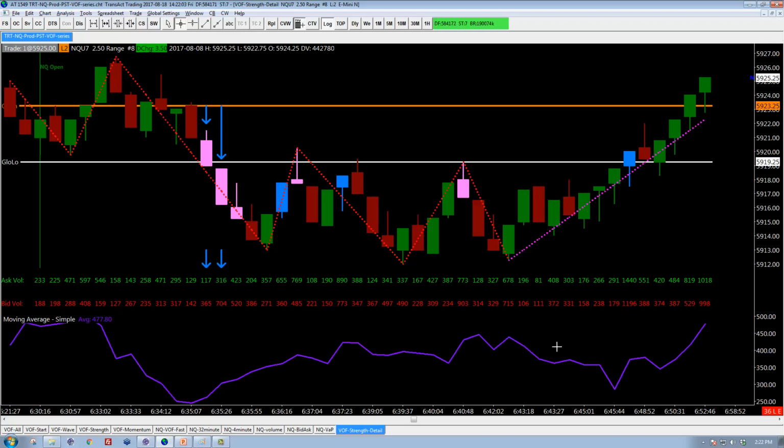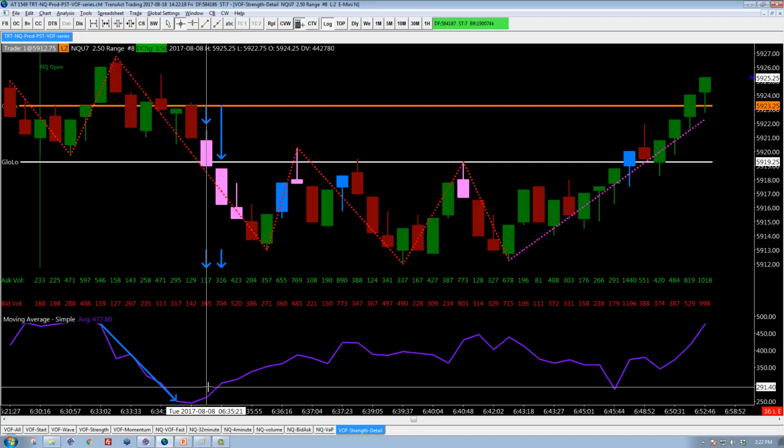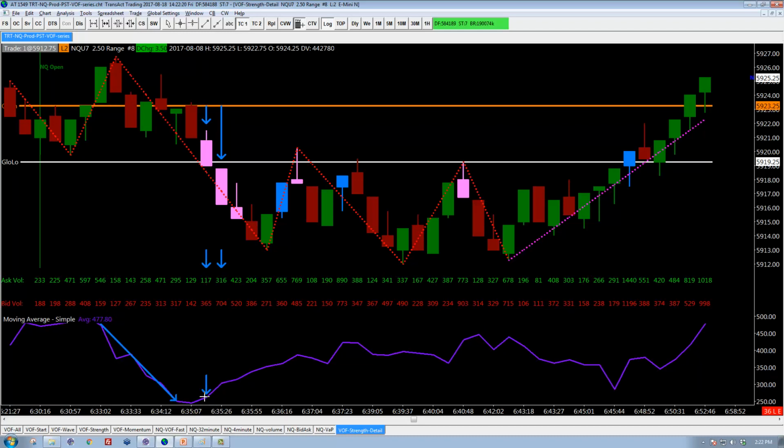So you can see that it's actually fairly noisy, all right? And in fact, as we were coming down to this level, you can see that the average selling was declining. And then as we broke through, it picked up a little bit, really nothing special there.